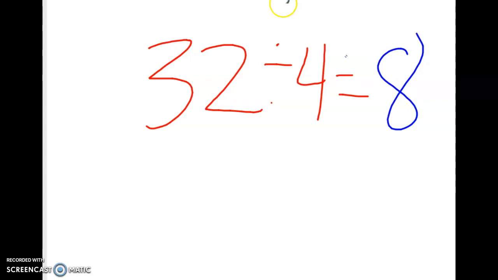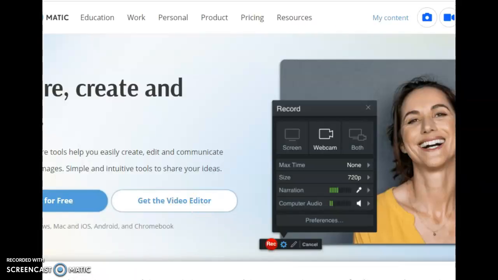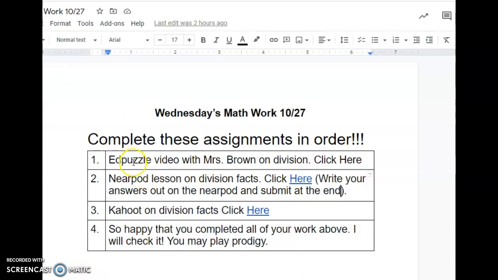The next thing you're going to be doing is you need to make sure that after the Edpuzzle, you do the Nearpod lesson, all right, on division facts. So that means you're going to click here. You're going to write the answers down and submit at the end, okay? Then you're going to do a Kahoot on division facts. Make sure you click here and do your Kahoot. After you've done all that, then you play Prodigy.